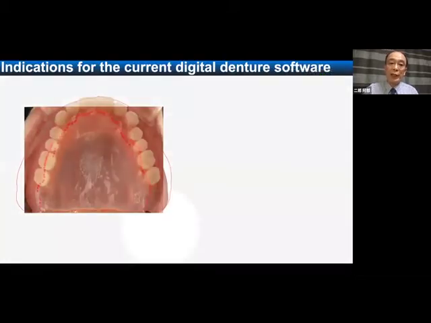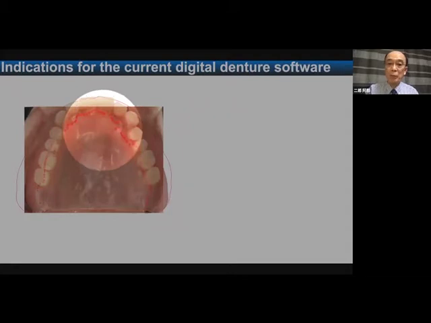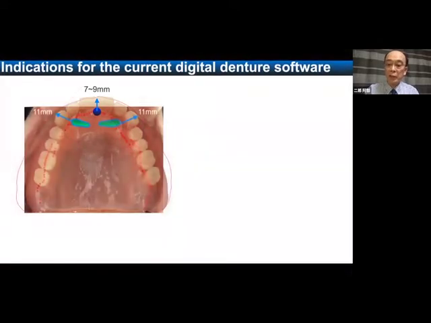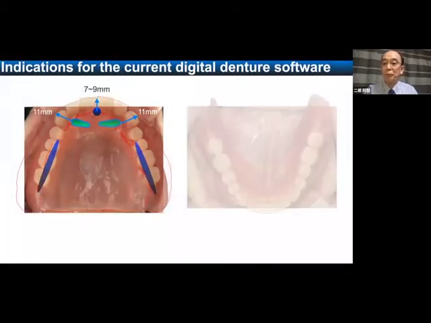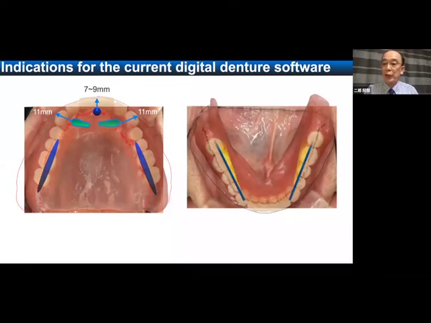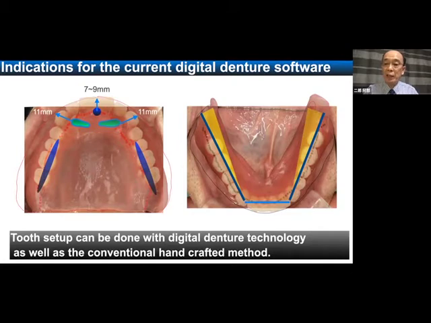So teeth are aligned thanks to the beautiful anatomical landmarks. For example, the central incisors are positioned at 8 millimeters from the middle of the incisive papilla, and canines are positioned at 11 millimeters from the tip of the rugae. The lingual cusps of the upper posterior teeth are aligned on the top of the ridge crest. In the lower, posterior teeth are aligned in the middle of the ridge width. And of course, the pound line is very effective so as not to interrupt the tongue movement.